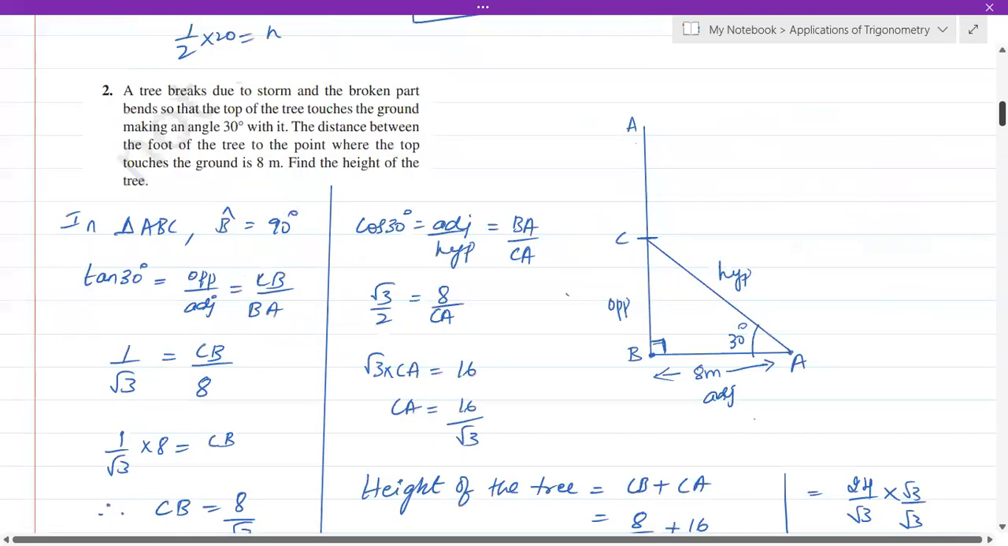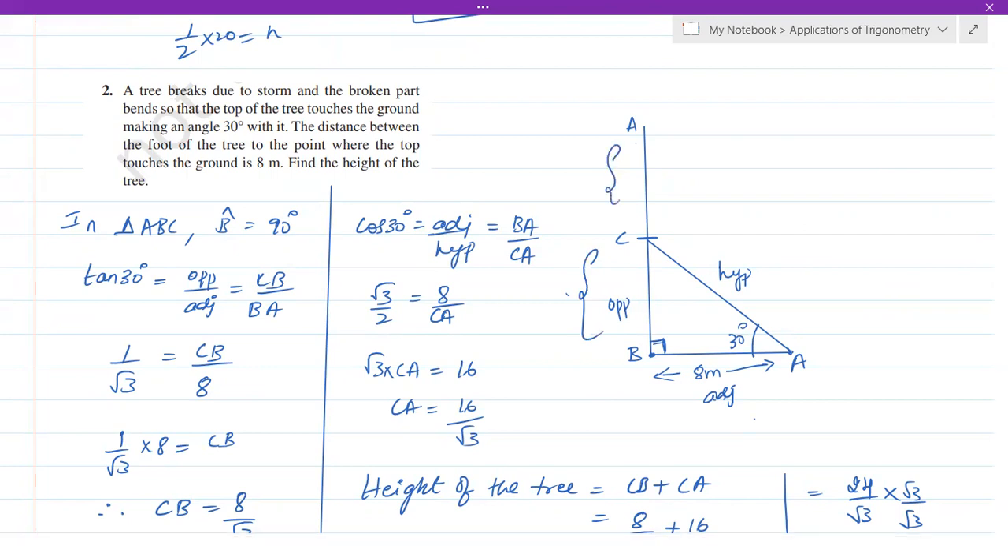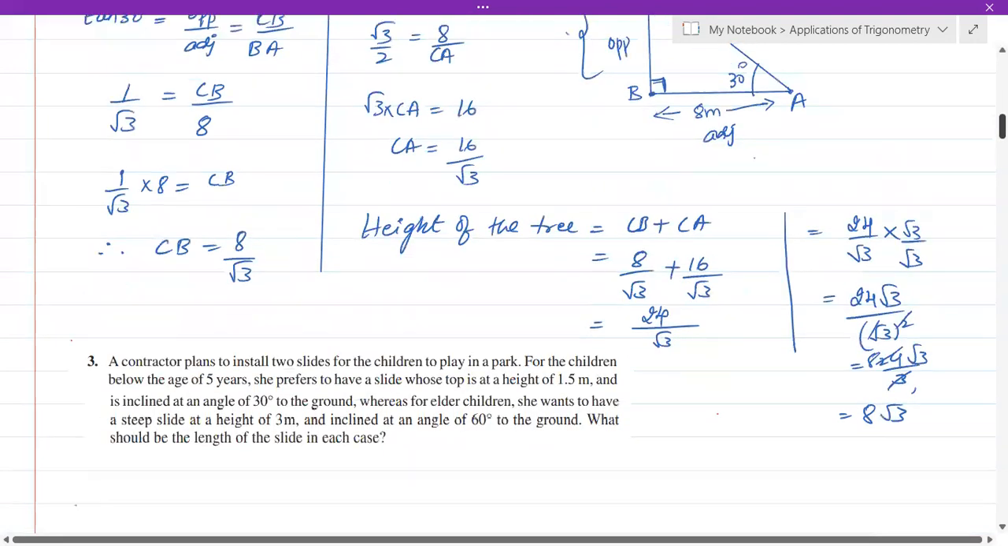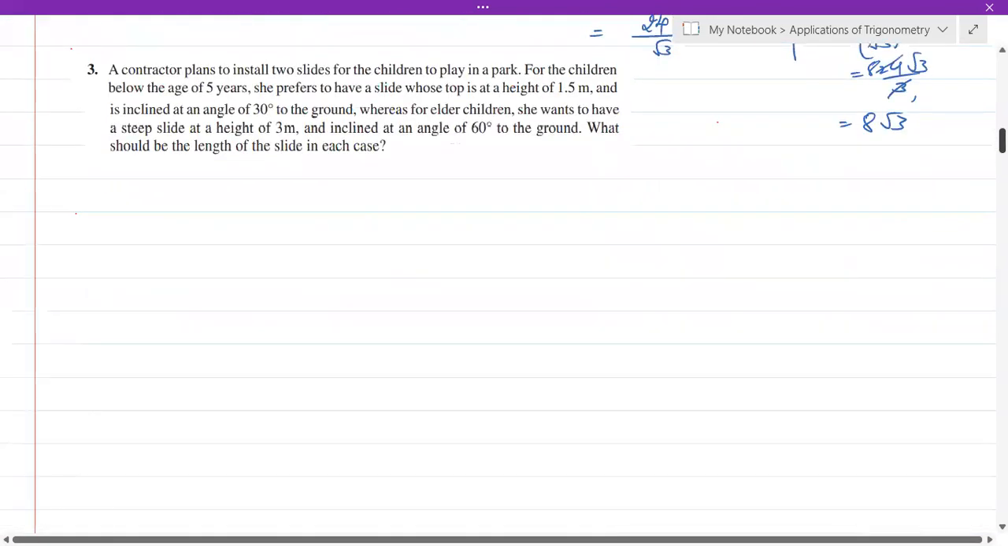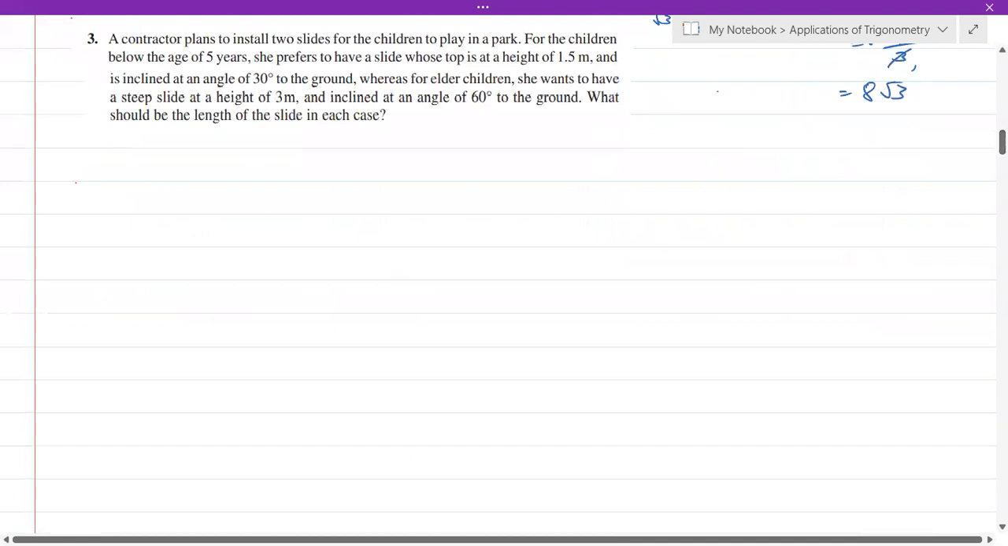So here, as you can see, AB was the total length. To find AB, we had to find CB and CA. So finding this CA is the same as finding this CA because both are one and the same. This is the broken part that is bent down. So we found the value of the height of the tree. Let's get into the next question.